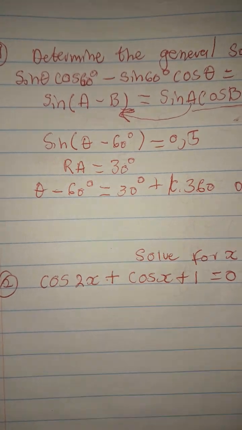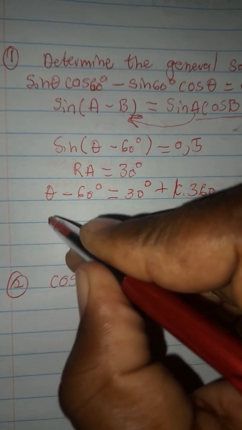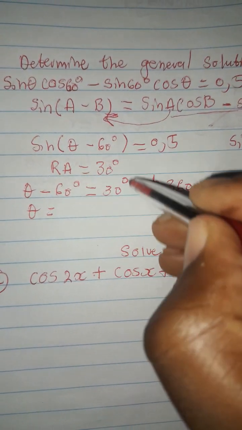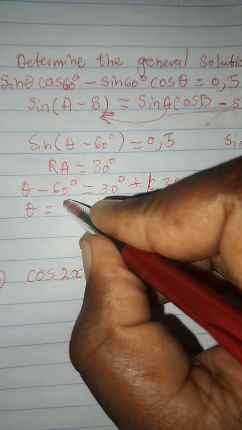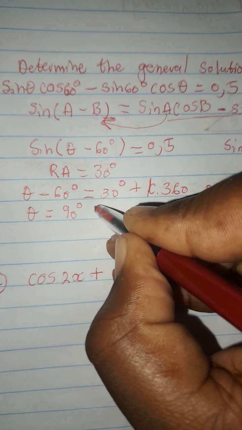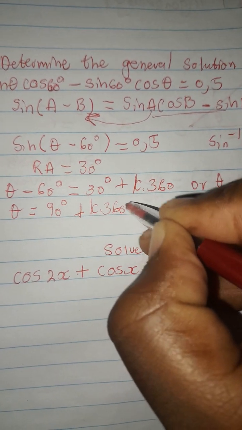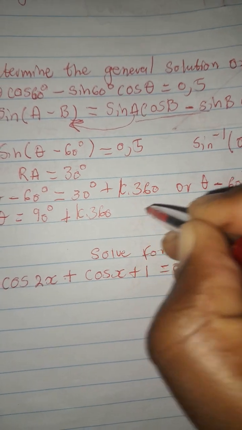Okay, so let's work it out. Let's make theta the subject. If I take 60 to the other side, it will be 30 plus 60, which will be 90 degrees. So in other words, I'm having 90 plus k times 360. Okay, we are done with that.